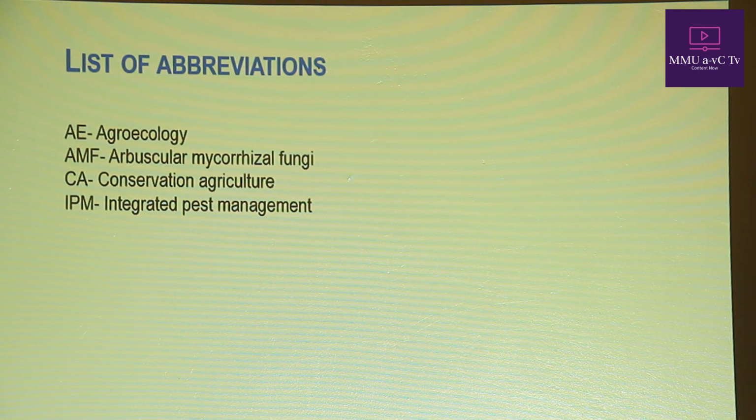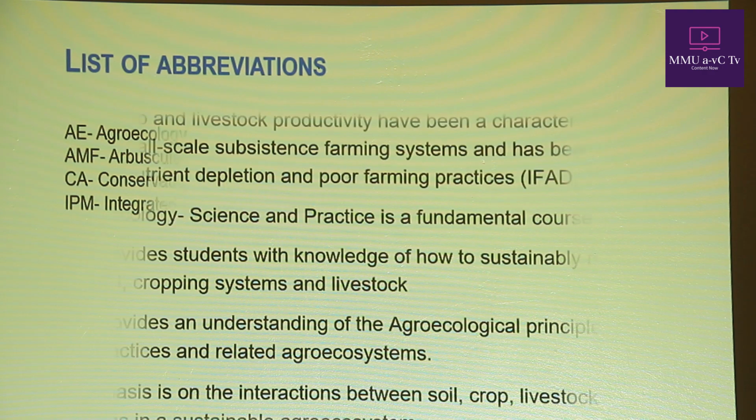In this course, we have some key terms, although we have several other popular abbreviations, but I would like to bring your attention to whenever we see something written as AE, there we talk about agroecology because it's a term that is commonly mentioned. And then we have Arbuscular mycorrhiza fungi, CA is conservation agriculture, and the IPM is integrated pest management. These are terms to make familiar our language to those that are not well familiar with the agroecological terms.